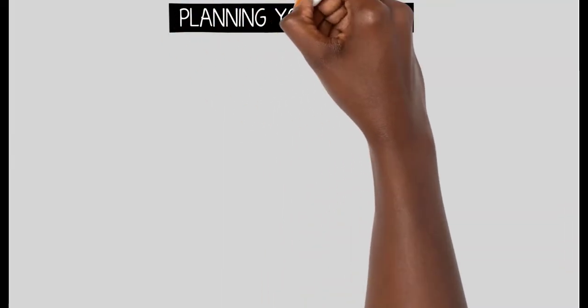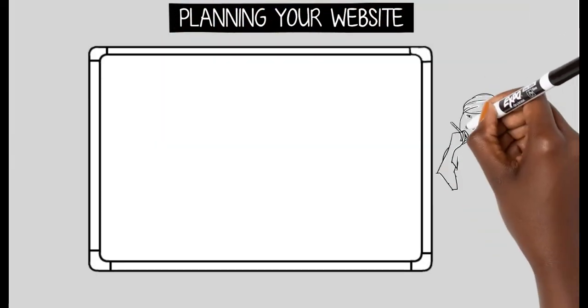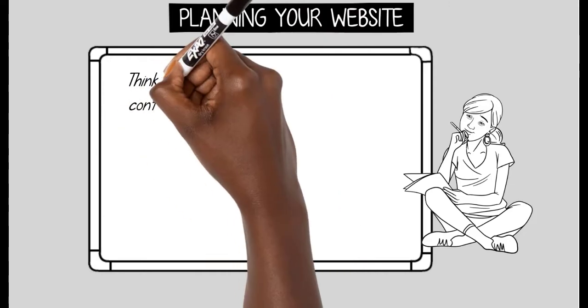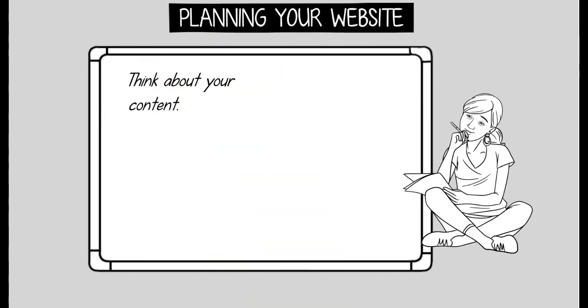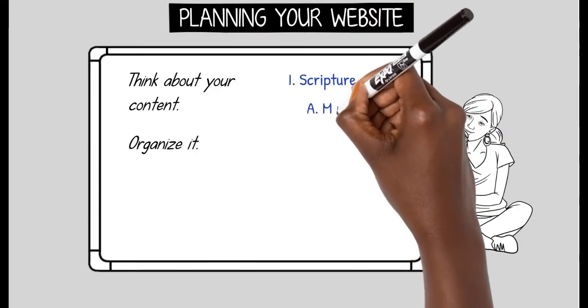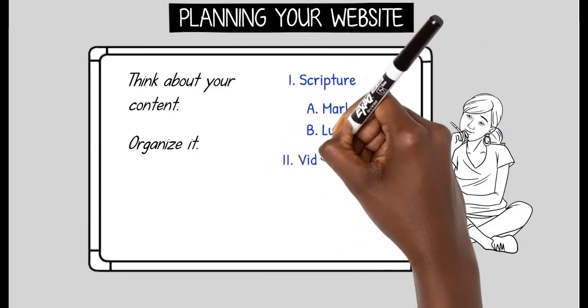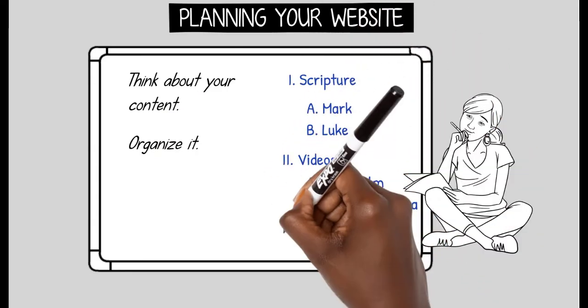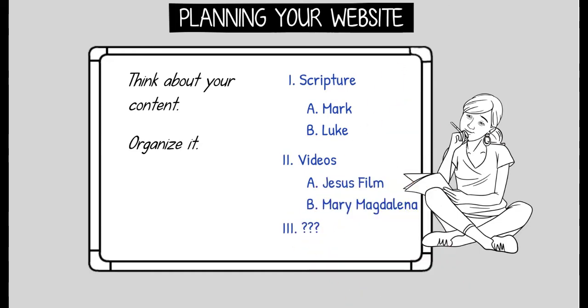Now let's go on to actually planning your website. You want to think of the content that you have to present to your website visitors and organize it in a way that will be easy for them to follow and use. The process is like creating an outline of your website on paper.